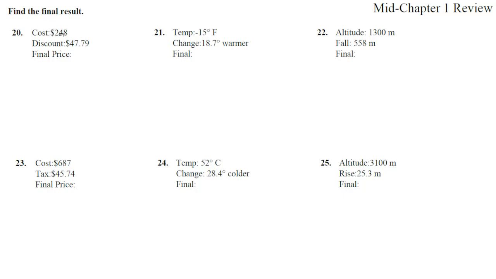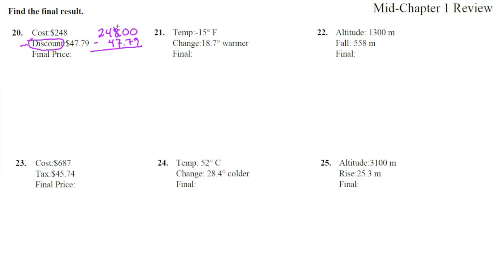So the cost is $248, and then the discount means subtract. So we are going to subtract 47.79 from 248. Let me line up the decimal. If we're going to be subtracting, we should fill this out, 0.00. Okay, so we're going to cancel that. Oh, 0 minus 9, we can't.